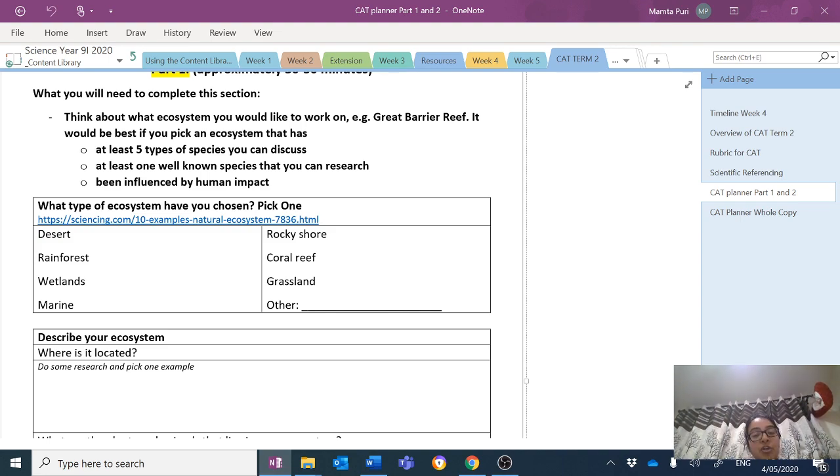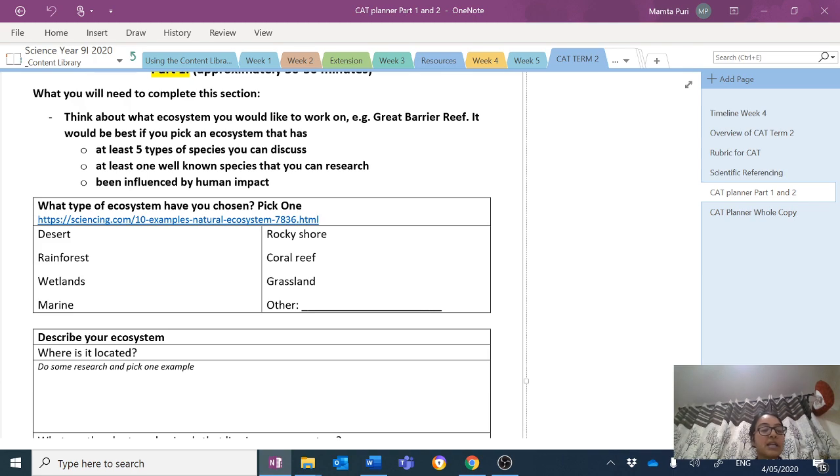This is giving you details on how you can work towards it. Now, what you will need to complete part one this week: you need to think about your ecosystem. You need to think about 5 different kinds of species which you might be discussing in your report. At least one well-known species, for example, in Antarctica, go for emperor penguins, go for polar bears, the species which most people might be aware of.